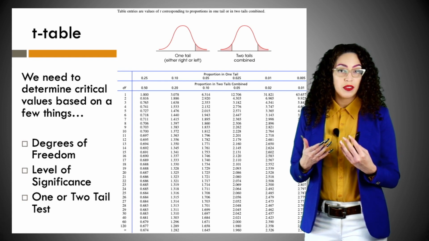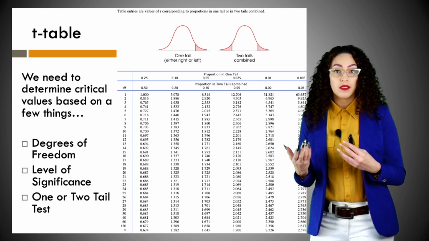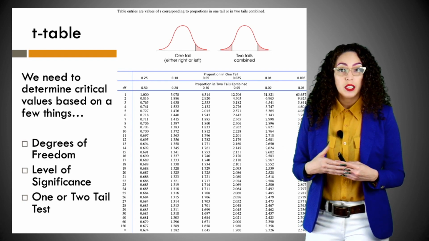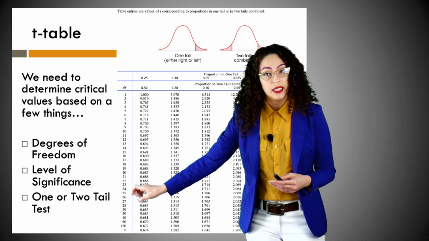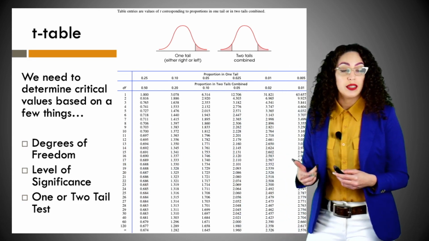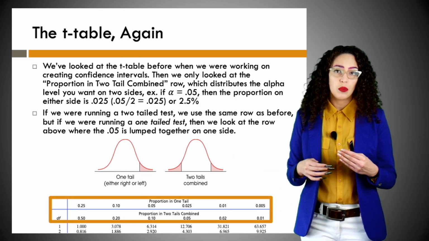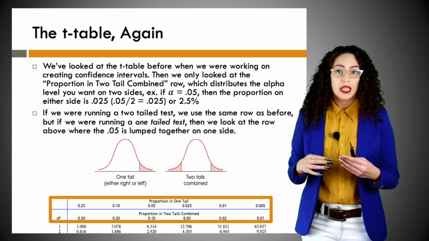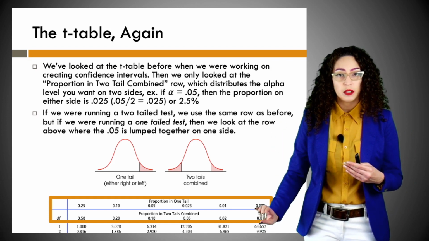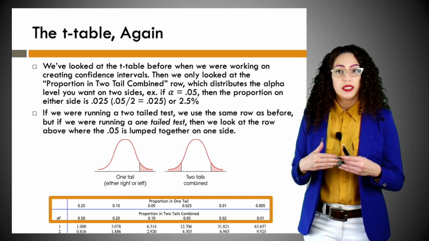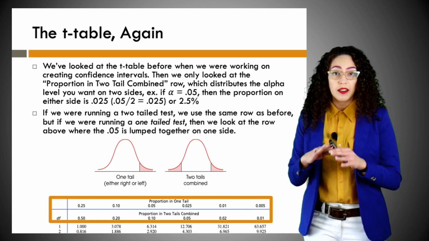Now, just a quick refresher, how do we go and find those critical values with the t-table? We need to get our degrees of freedom, the level of significance that we're testing at, and know whether it is a one or a two-tailed test. We've looked at the t-table before when we were working on creating confidence intervals. Then we only looked at that proportion in two tails combined area, this one right here, which distributes the alpha level that you want, that 0.05, on two sides.